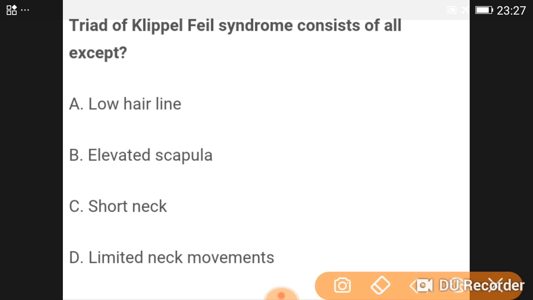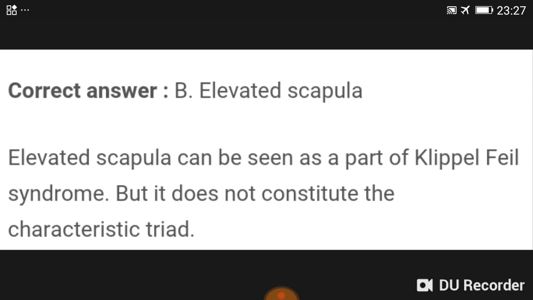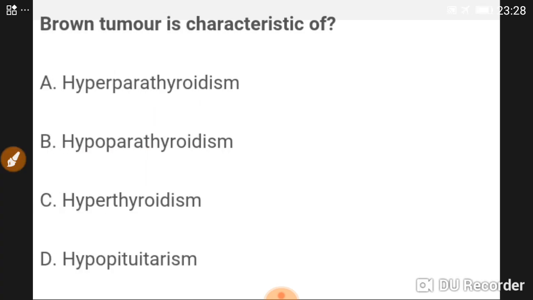Now, the triad of Klippel-Feil syndrome consists of all except: low hairline, short neck, limited neck movements, but not elevated scapula. Yes, discuss. Elevated scapula can be seen as a part of Klippel-Feil syndrome, but it does not constitute the characteristic triad. Okay, I hope it's clear for you now.